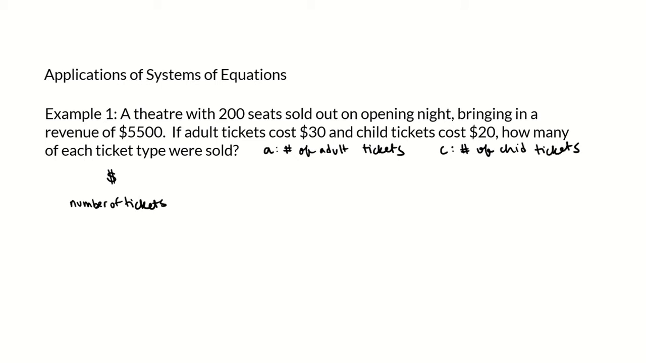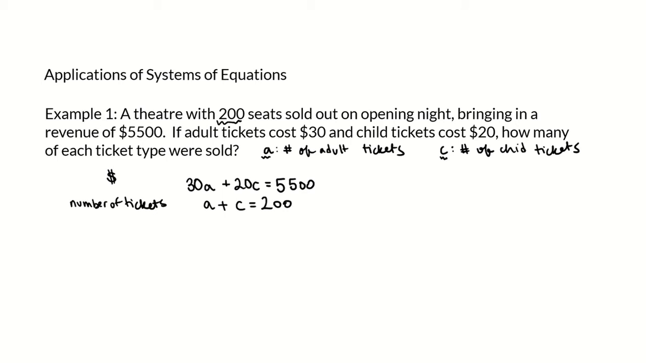So from this information, the total number of tickets is 200. So however many adult tickets plus however many child tickets would add together to equal 200. So that's one of our equations, is A plus C equals 200. Now for the other equation, we know that each adult ticket is $30, each child ticket is $20. So we would multiply $30 by the number of adult tickets, A, and add to that $20 times the number of child tickets, C, and set that equal to the total amount of revenue, which was $5,500.